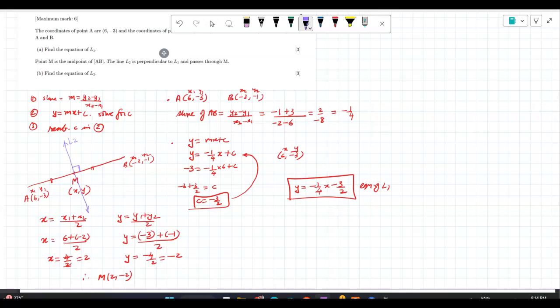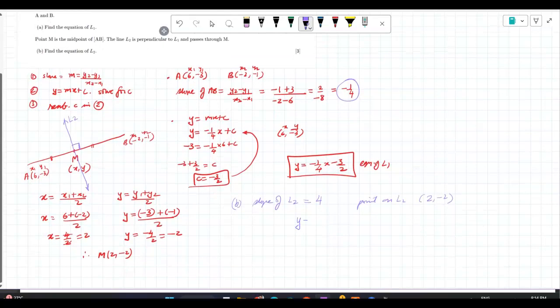Do you know the slope of L2? What is the slope of L2? Wait, what is the slope of L1? It's perpendicular, so 4. Do you know a point on L2? Yeah, 2, minus 2.